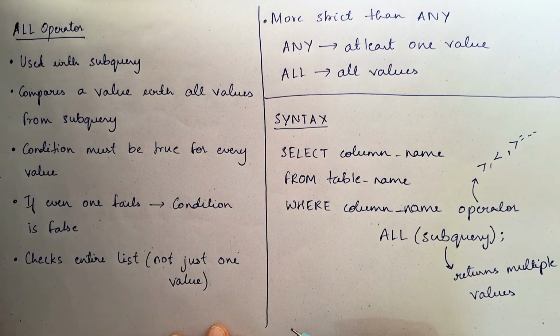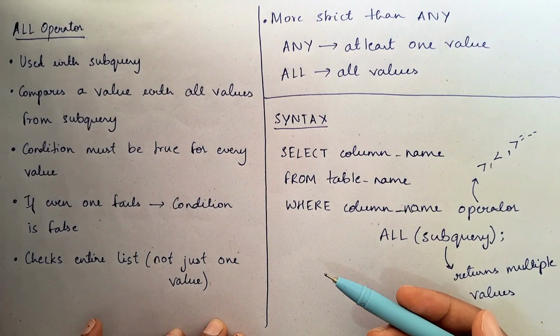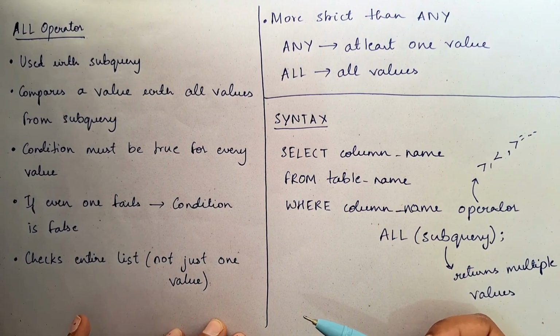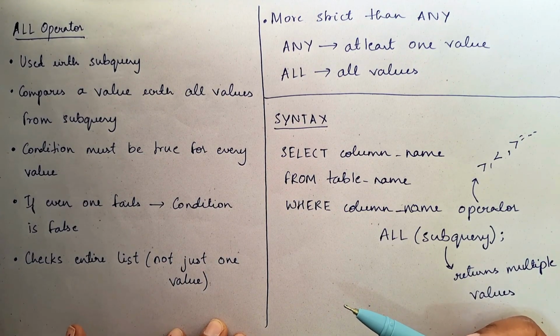Now, before we jump into today's topic, let's do a quick recap of what we learned in the previous videos. First, we understood what subqueries are: basically, a query written inside another query. After that, we learned about single row subqueries where the subquery returns only one value, and we use operators like equals, greater than, or less than. Then we moved to multi-row subqueries where the subquery returns more than one value.